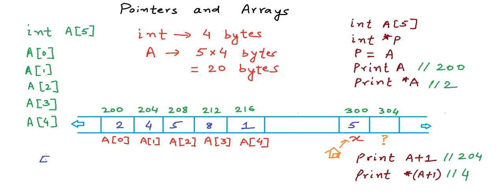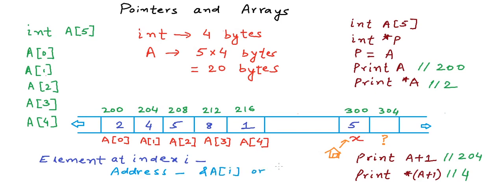For an element in the array at index I, we can retrieve the address of this particular element in the memory using either ampersand AI or simply a plus I, and these two will give us the address of AI. And the value of AI can be retrieved using either AI or asterisk (a plus I), which will also give us the value.